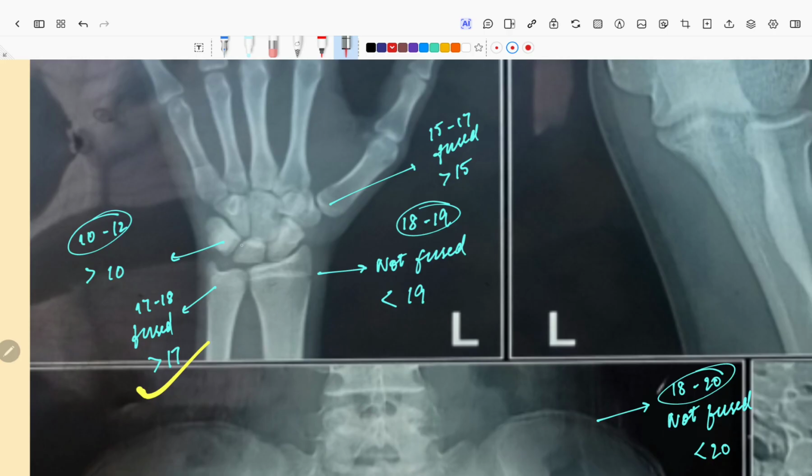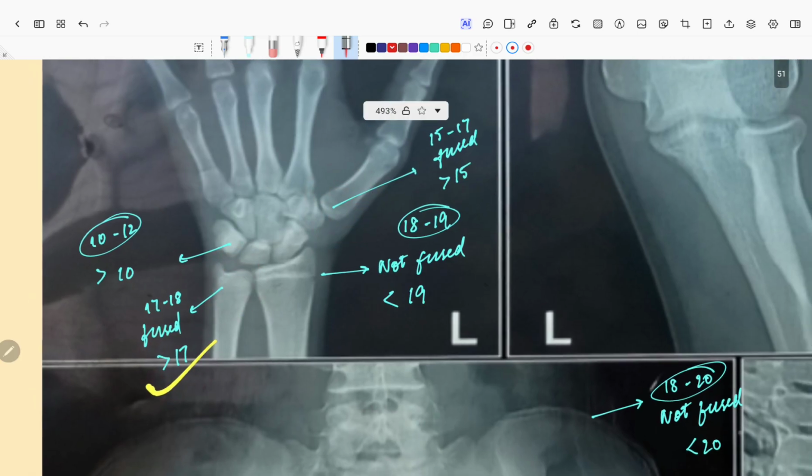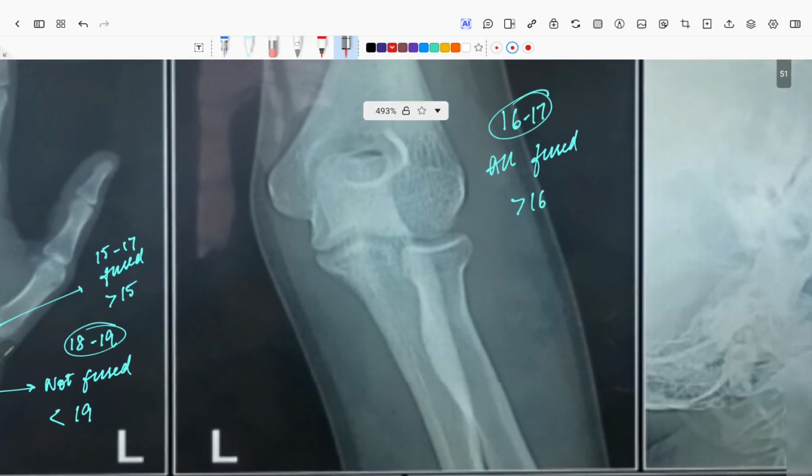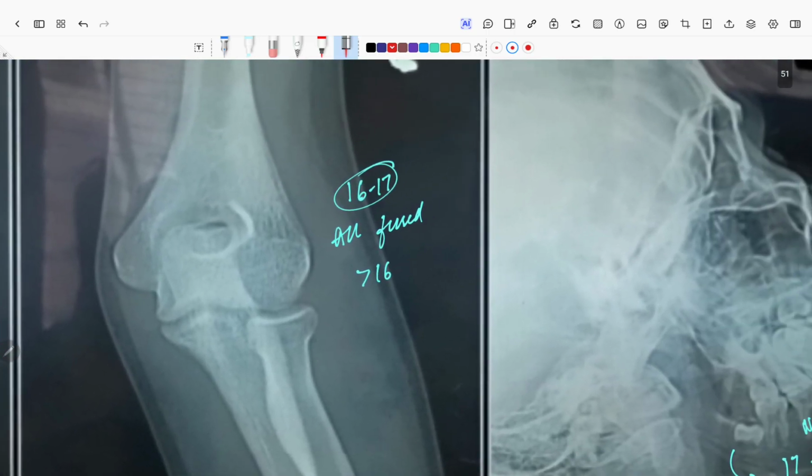Okay, so in the wrist joint, we see pisiform has appeared, so the person is more than 10 years. Then radius has not fused, we see a line here, so it is less than 19 years. Then the base of the first metacarpal has fused, so more than 15 years, and the ulna has fused here, so more than 17 years. So we observe all of this, and we'll take a range to give the final age of the person.